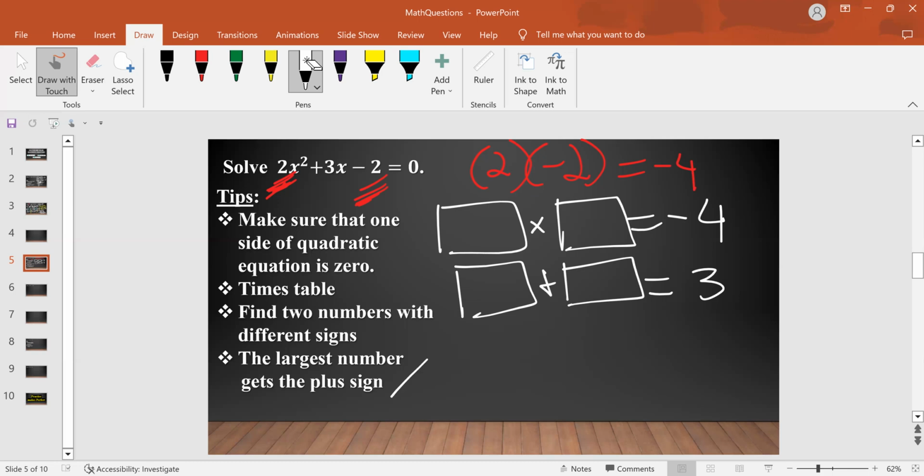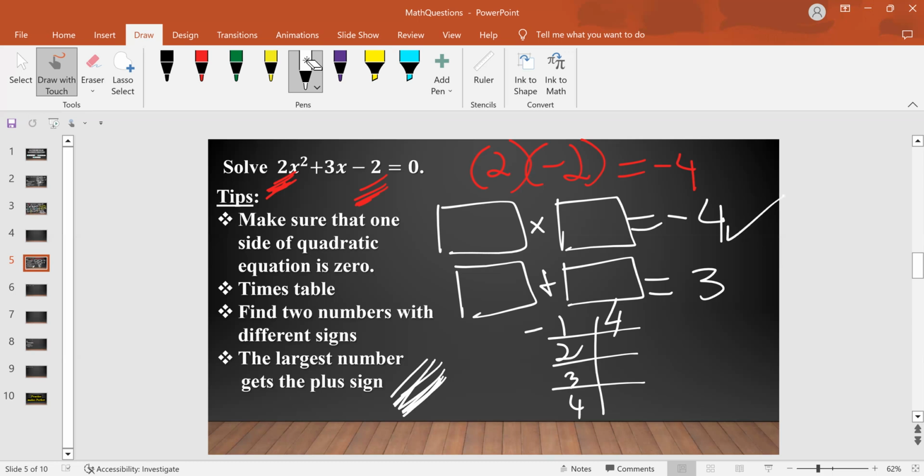Okay, so again, we'll try to make a table to see how to find these two numbers. So in the first column, we're going to put counting numbers 1, 2, 3, 4, and so on. In the second column, we'll ask this question. So what number multiplied by 1 gives me negative 4? So it has to be negative 4. But they say something here. The largest number gets the positive sign. So having 4 here, I will put negative 1, 4. So negative 1 multiplied by 4 is negative 4.